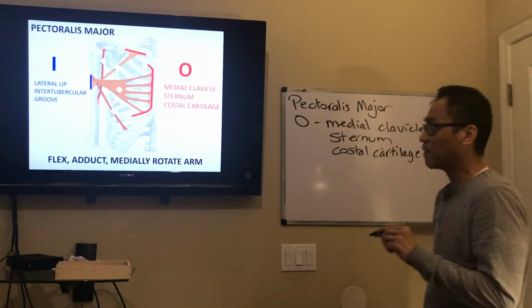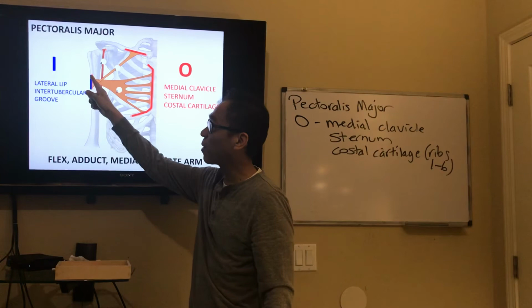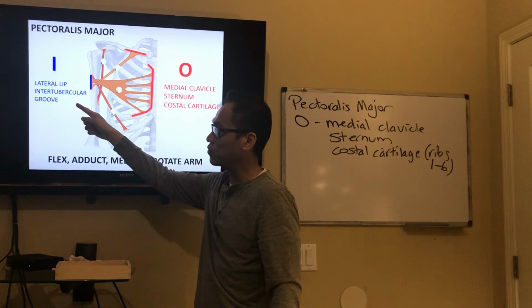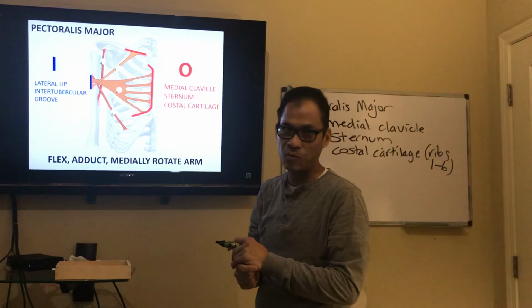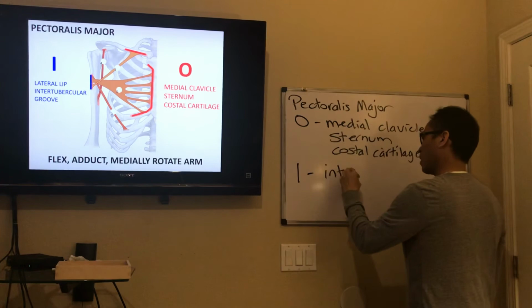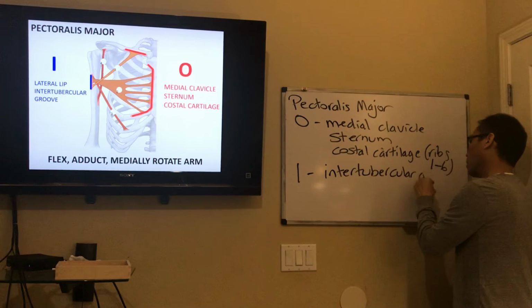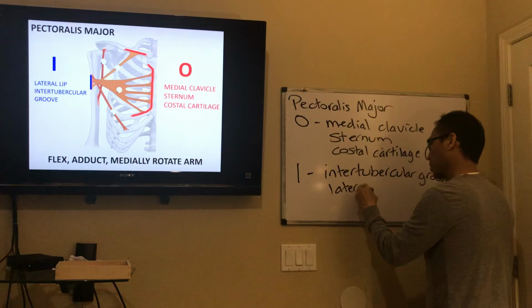All those big fibers from top to bottom here, they converge right there. I describe this part of the humerus as the lateral lip of the intertubercular groove. So they don't insert in the groove, but just lateral to it on the lip of the groove. Intertubercular groove right by there, lateral lip. Let's remember our bones, the intertubercular groove. Anyways, that's humerus bone, right?